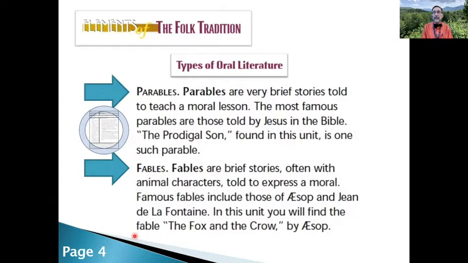We're going to take a look at fables. Fables are very much like parables. They also use symbols to teach a story with a lesson, except that fables always use animals as the symbols. There are other symbols too, but they use animals to represent different types of people.